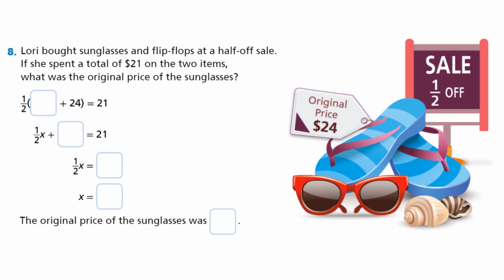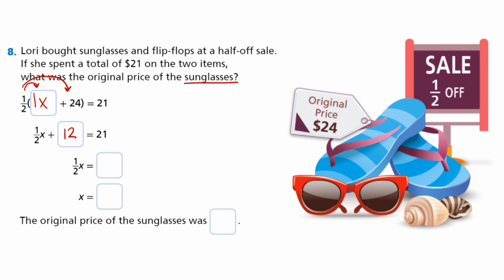So we know that we are missing the price of the sunglasses, so that would be the letter X. You could even put a number 1X because she bought one pair of sunglasses. We start solving the equation by multiplying our parentheses. 1/2 times 1 gives us the 1/2 X. 1/2 times 24 gives us a value of 12.